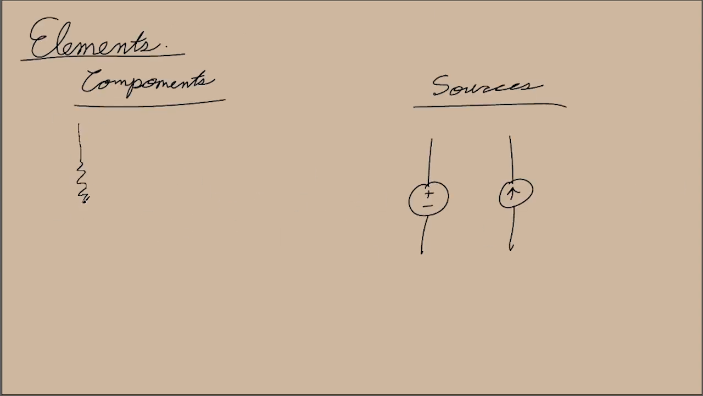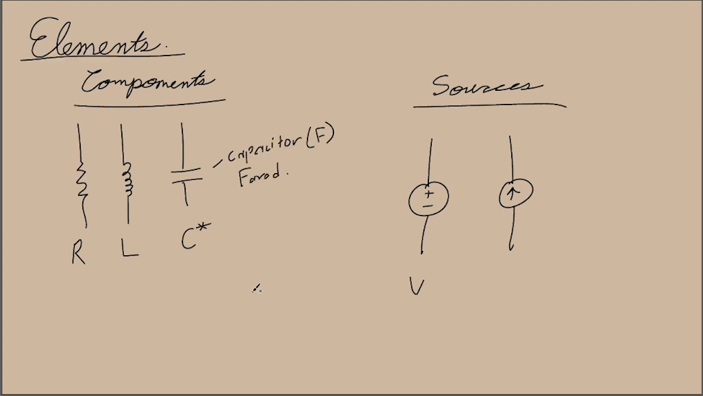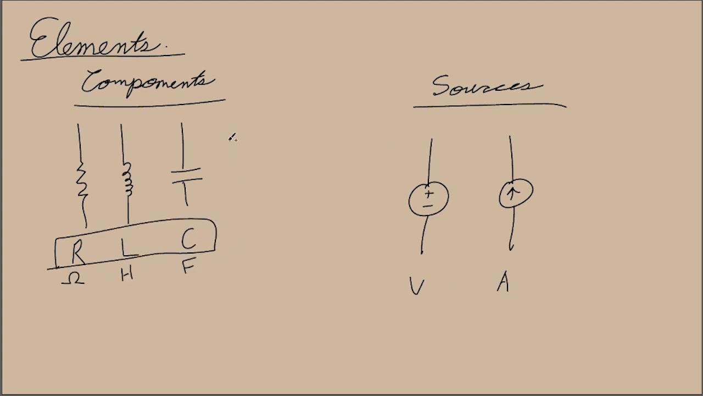Let's step out of physics 2 and into circuits. Elements are either components or sources. The only components you'll have to worry about are resistors, capacitors, and inductors. For sources, you have independent voltage and current sources. Current has the arrow, and dependent sources as well.